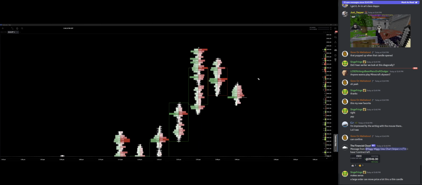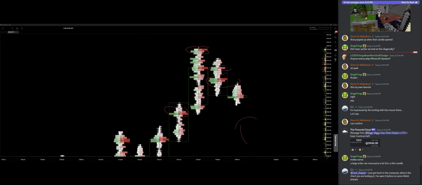Right? Which is why we need other tools. Just using this alone to make an intraday scalp is very challenging, because this is just a lot of noise. It's called a footprint chart. It just shows you the orders being transacted inside of the candle.